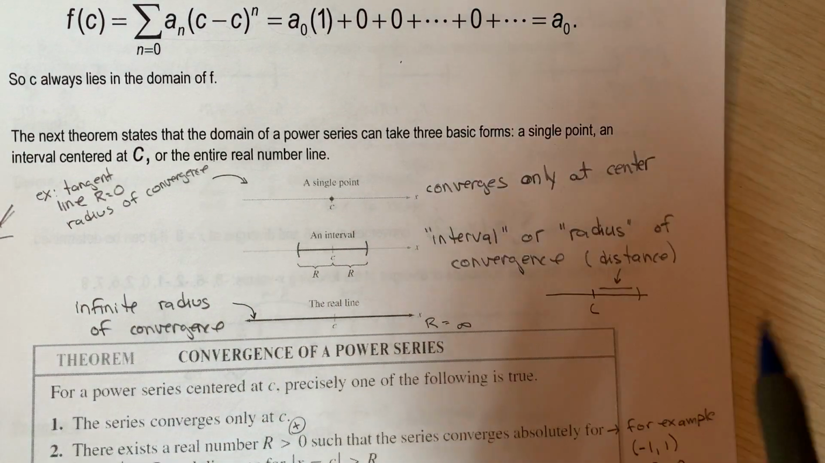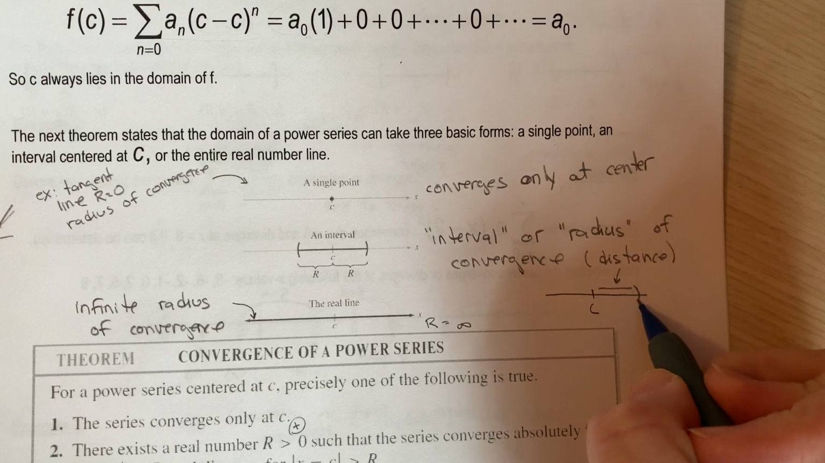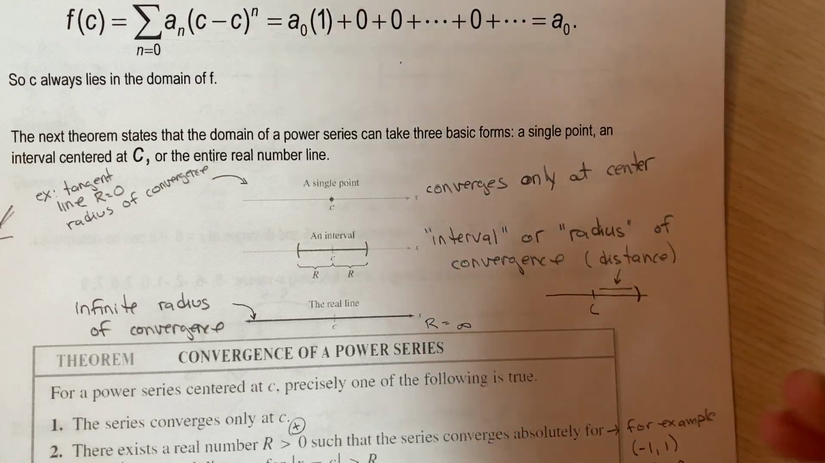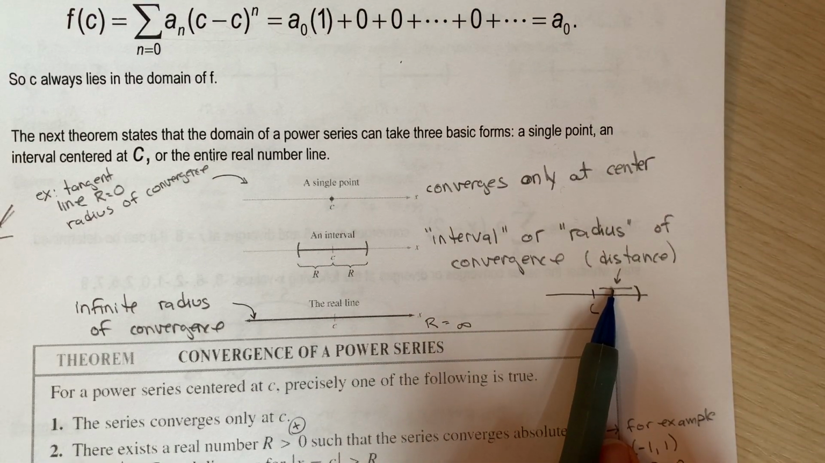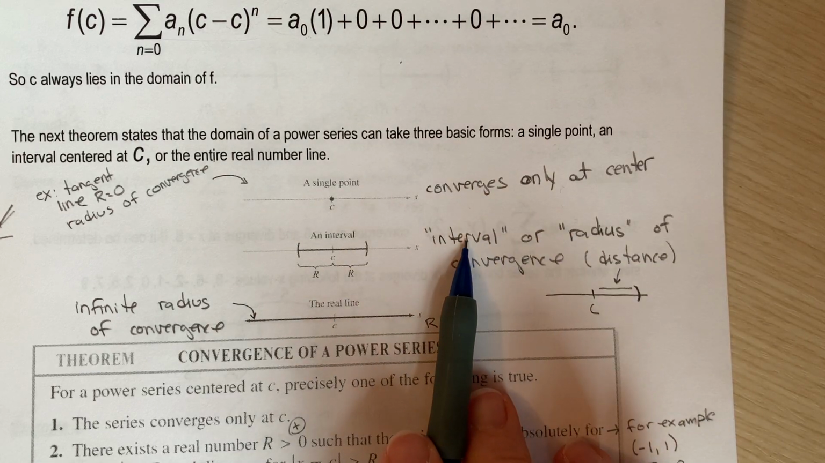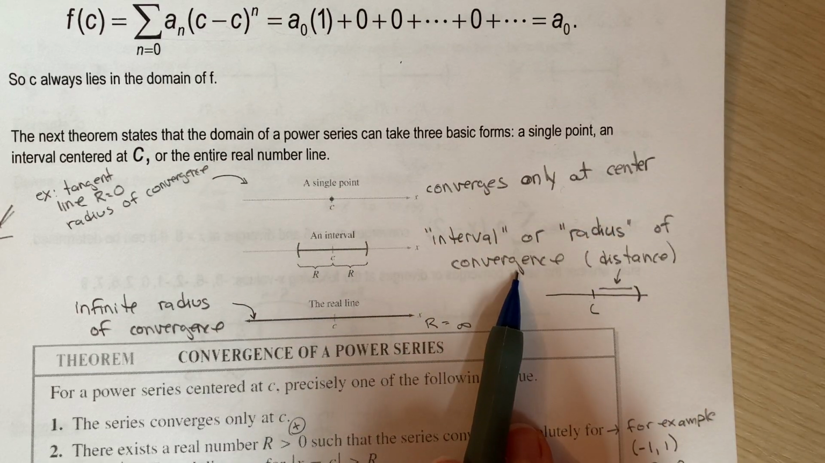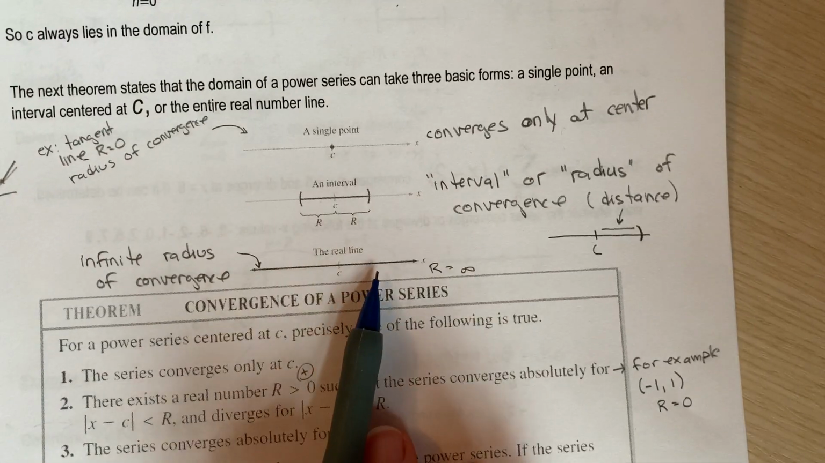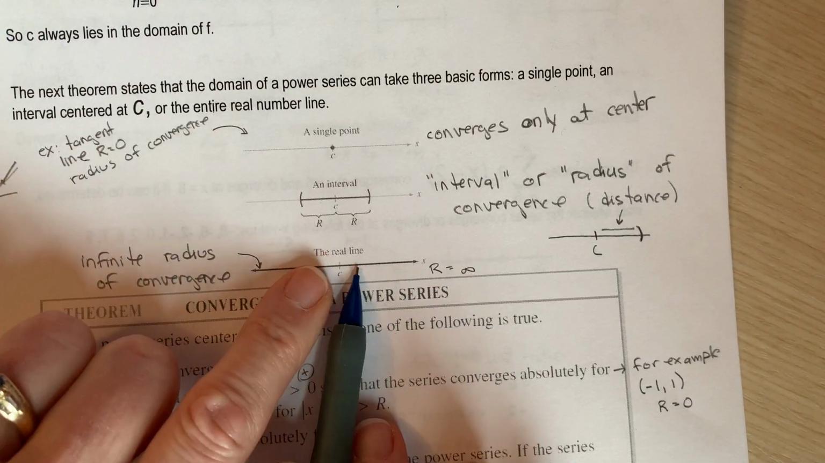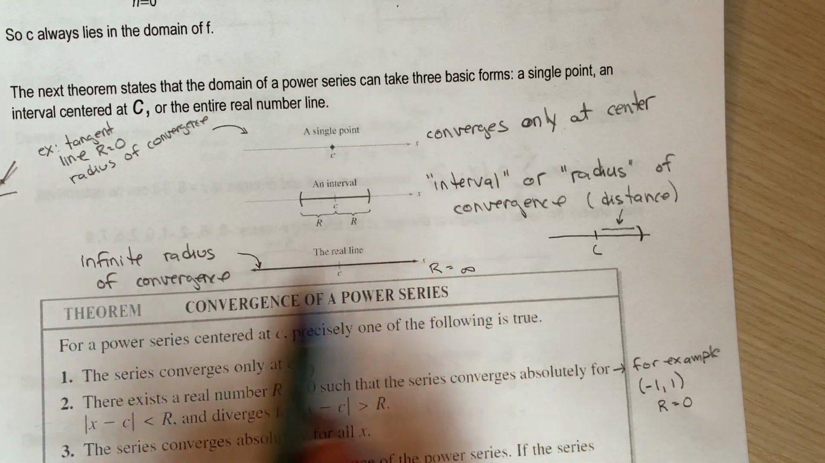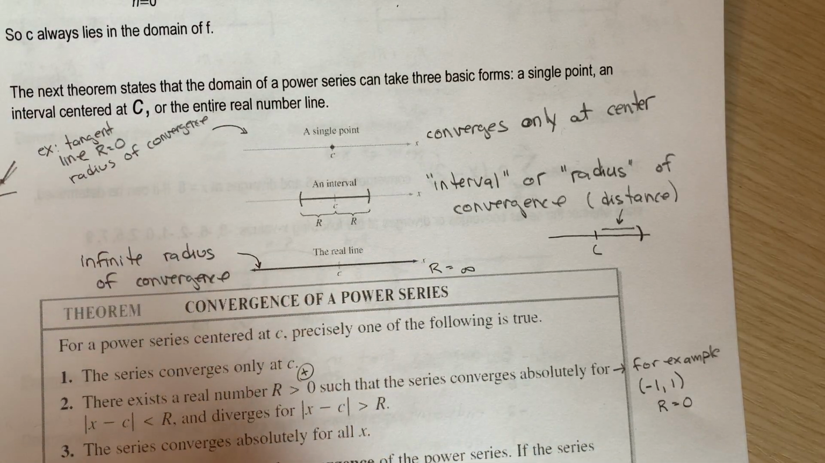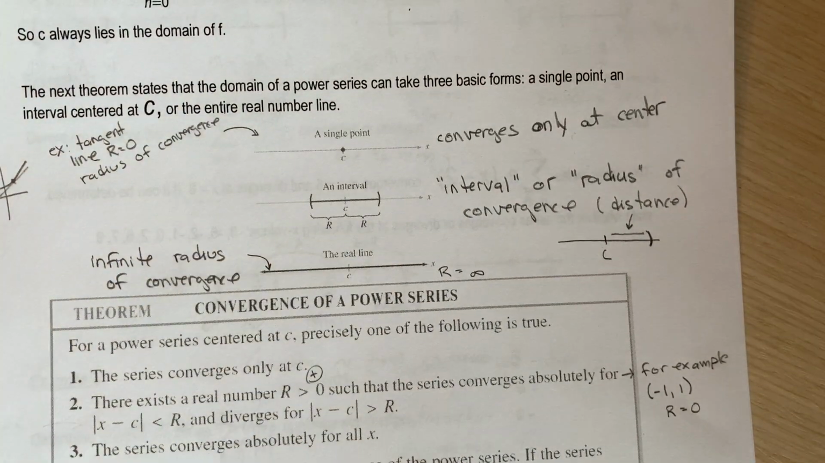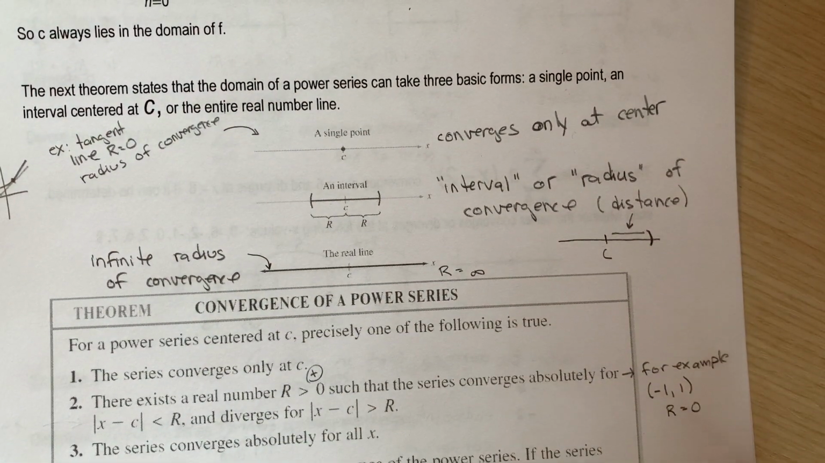So from your center point out, that's a distance. That's what we call our r. So this is an interval or a radius of convergence, and we call that distance r. This one says if r is infinity, that means it is an infinite radius of convergence. So remember, pause the video, fill in these notes if you need to.